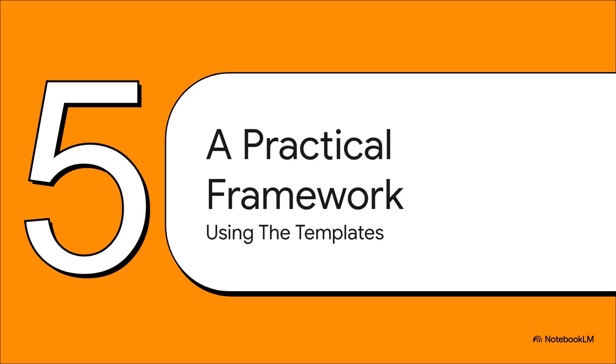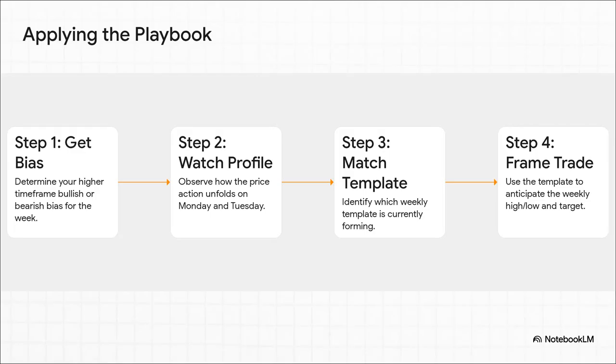Whew, okay, that was a lot of patterns, I know. But theory is one thing, right? The real question is, how do you actually use this stuff in your trading? So let's break it down into a simple, actionable framework you can follow. It really comes down to a 4-step process. Step 1, and this is the most critical part, determine your higher time frame bias. Are you bullish or bearish for the week?